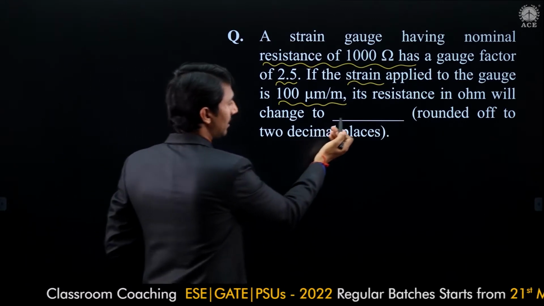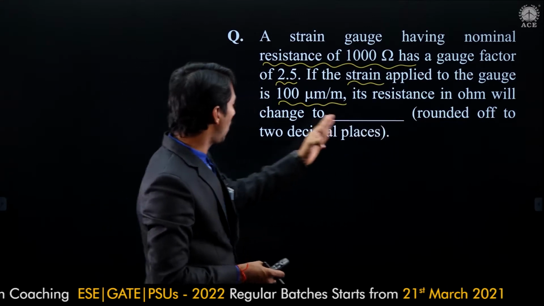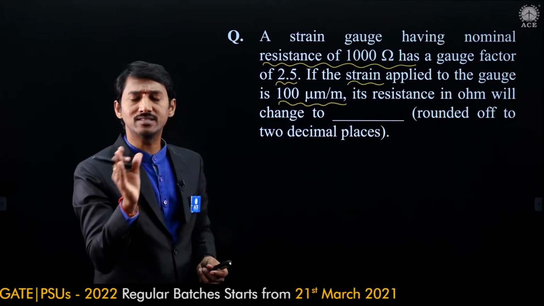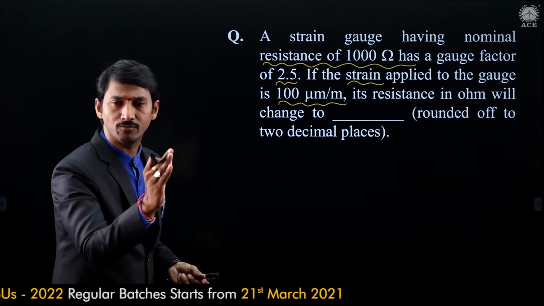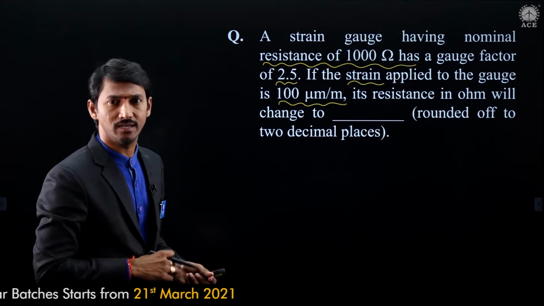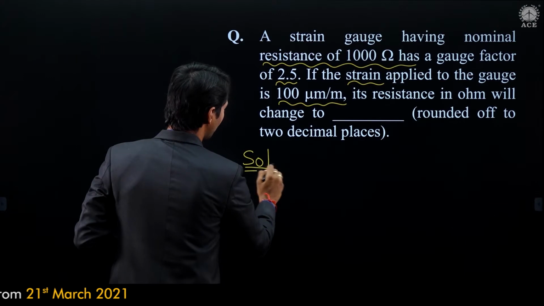Here this is a question of the numerical answer type. The answer must be rounded off to 2 decimal places. So if the answer comes as a decimal, you need to round it off to 2 decimal places. But with this question a small confusion is there. Let us see; in the solution I will explain that here.